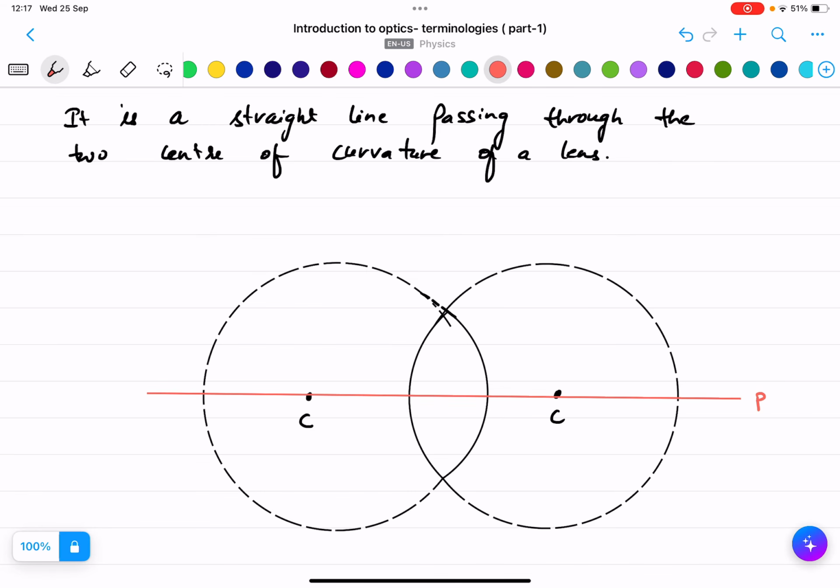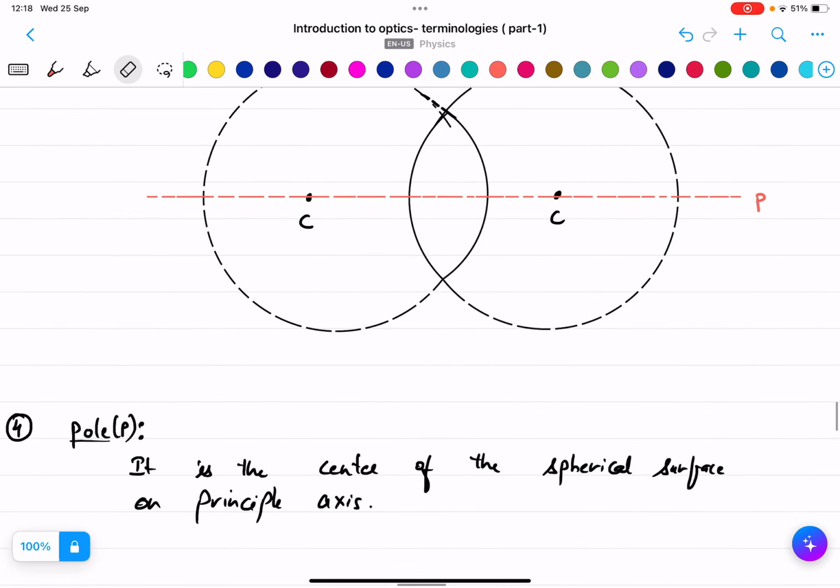So I mention it with P. P is your principal axis. Remember, this is an imaginary line, and we always show it with a dotted line. We never show it with a solid line. Always show it with a dotted line. So this is your principal axis.